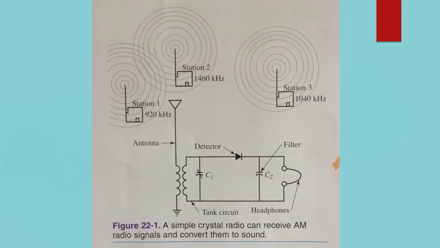A key scientist in radio history was Edwin H. Armstrong. He invented the regenerative radio circuit in 1913 and the superheterodyne radio circuit in 1918. Major Armstrong is also credited with the development of much of the FM radio theory.